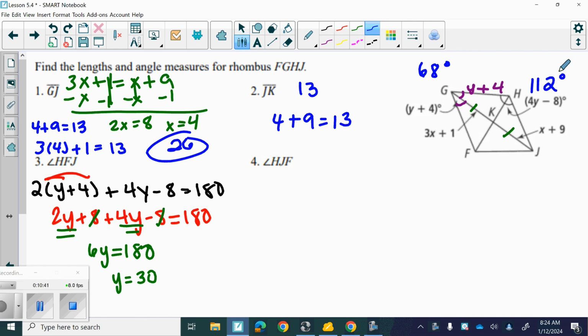What is all of J going to be? It's going to be 68, good, because it's across from G. And then what about F? 112. So now let's answer the question.